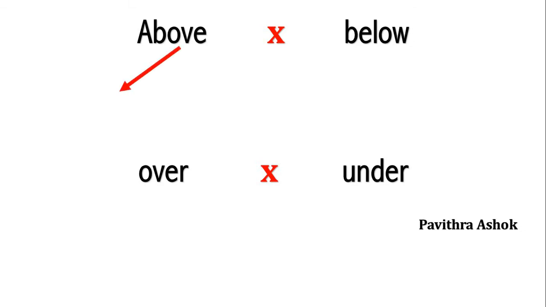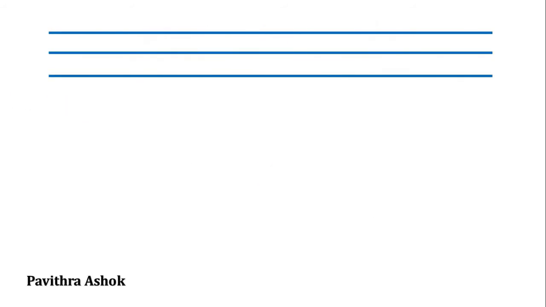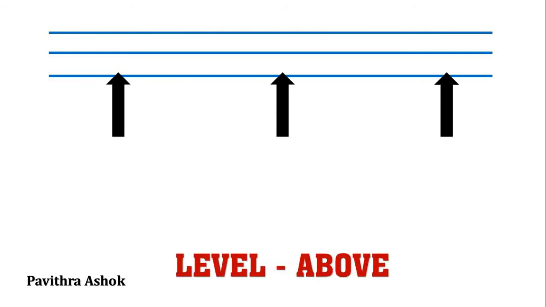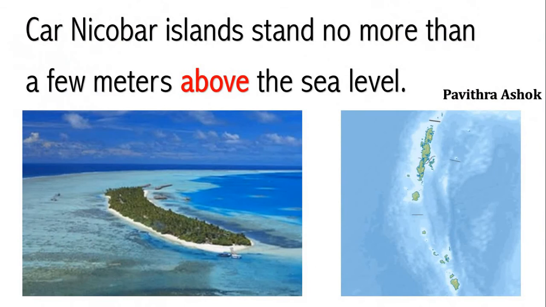We use above when something is horizontally upward and it describes the level of it. These are horizontal lines. When something is horizontally upward and you talk about the level, you use above and it describes the level of it. I can give the example of water. When we talk about the water, we don't take its height, we take its level. For example, Car Nicobar Islands stand no more than a few meters above the sea level.